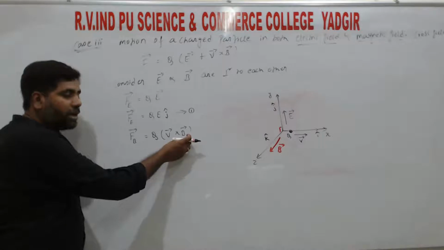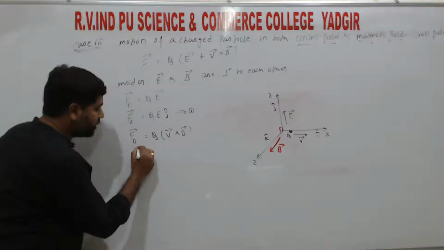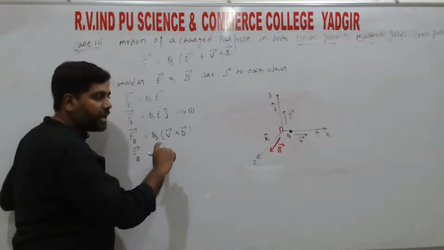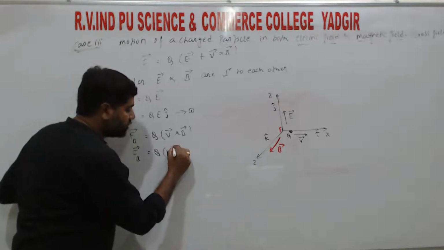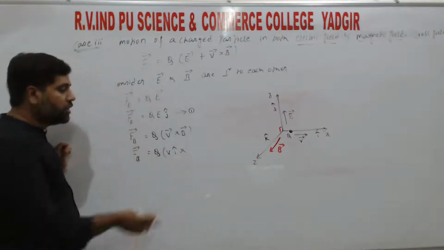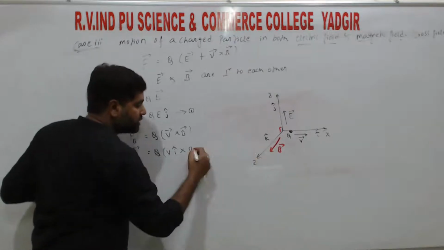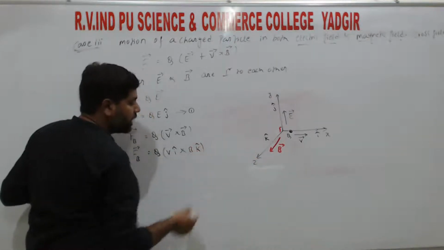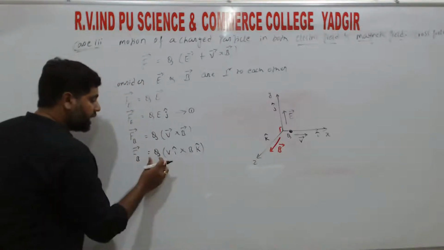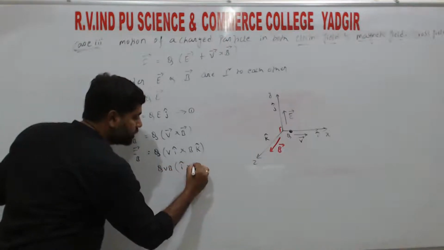Now again replace these vectors with magnitude and direction, right? So FB is equal to Q into, the magnitude of the velocity is V and its direction is along the x axis, so its direction is I cap, right? Cross, keeping as it is, the magnitude of vector B is B and its direction is along the z axis, so it is represented by K cap, right? Here V and B are magnitudes, so we can take them outside. So QVB into I cap cross K cap.